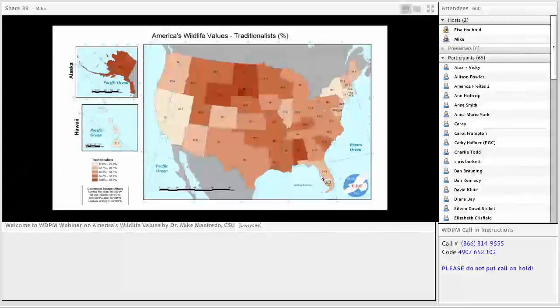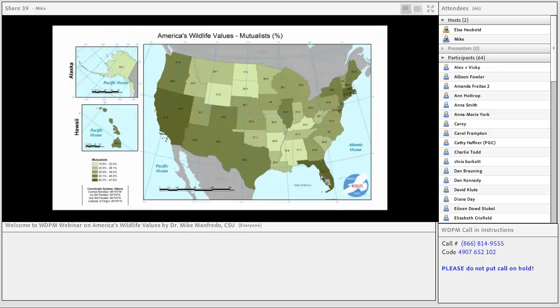So here are the proportions of traditionalists by state in the U.S., and you'll notice an intriguing diagonal from Montana to the southeast that is the core of traditionalists, higher proportions of traditionalists. And if you extend that out, you go all the way to Alaska, which is also high. Then on the opposite corners of the U.S., northeast and southwest, you see much lower proportions of traditionalists.